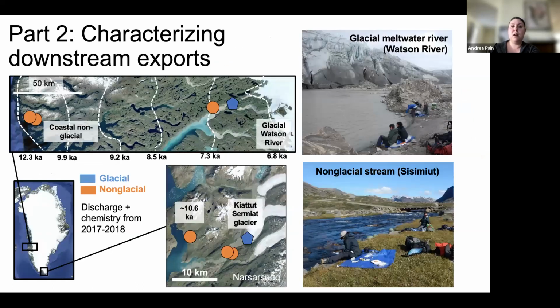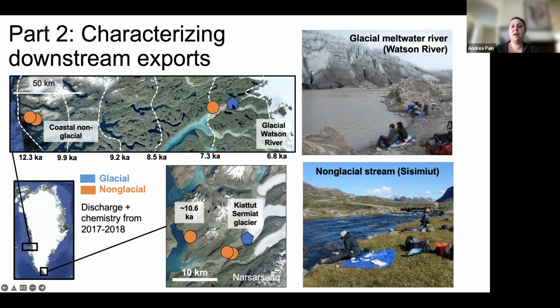So now that we've looked at what's happening with the Greenland ice sheet itself, we're going to zoom out a little bit and look at how biogeochemical fluxes of material vary across this deglaciated landscape, in order to predict what's going to happen as the ice continues to melt and these landscapes continue to develop. So I'm going to show you information from the same sites that I showed you gas information from: the outlet of the Watson River here, and Kiatut-Sermiat in southern Greenland.